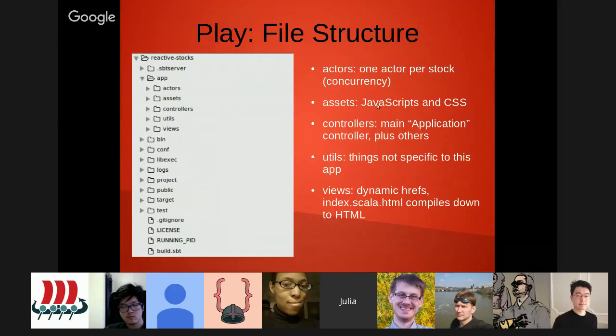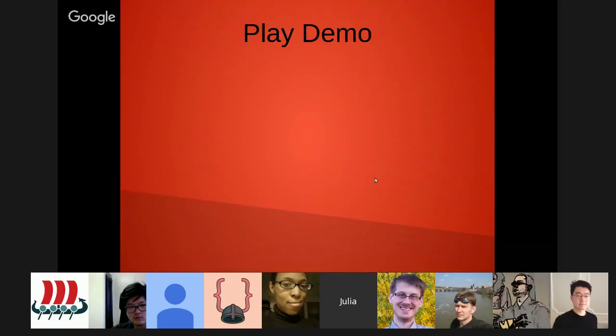Assets, like you expect, is just JavaScript and CSS. Controllers, similar, just like you would expect. Utils, things not specific to this app. And then the views compile down to HTML, like we're generally familiar with.